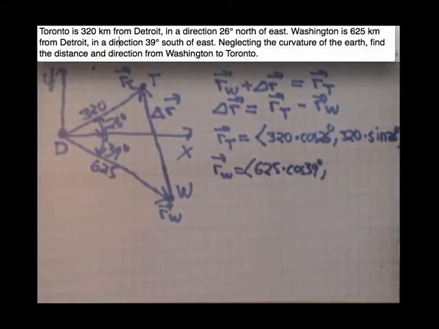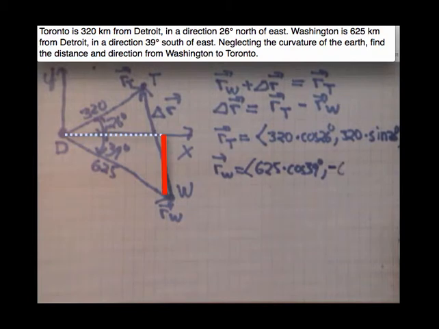And now here's a somewhat tricky part of the problem. The y component of the vector R sub W is actually a negative number. This distance here is a negative number, and I've got to explicitly put that negative sign in, and the magnitude of the y component is 625 kilometers times the sine of 39 degrees.